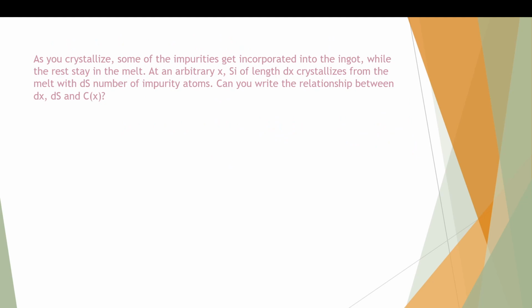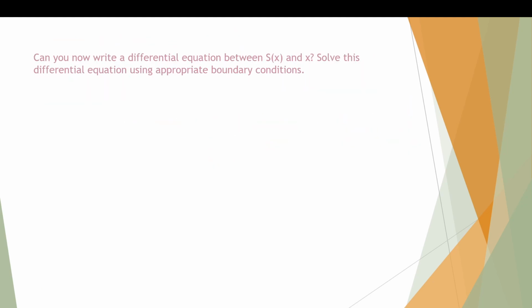So as we crystallize it, some of the impurities get incorporated into the ingot, while the rest stay in the melt. At an arbitrary x, silicon of length dx crystallizes from the melt with ds number of impurity atoms. Can you write the relationship between dx, ds and c of x? That we already wrote. So I had made a slide for it, I forgot about it. Now can you write the differential equation between s of x and x and solve this differential equation using appropriate boundary conditions.